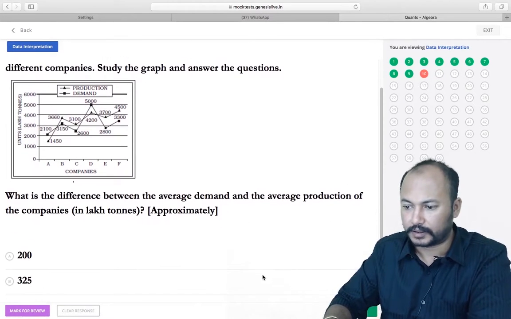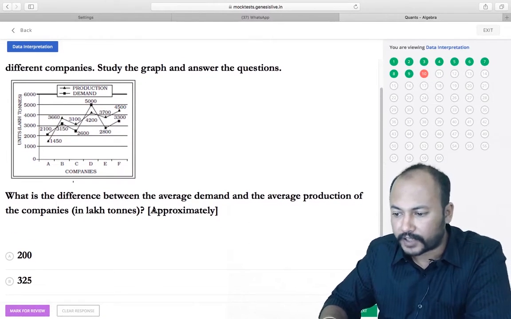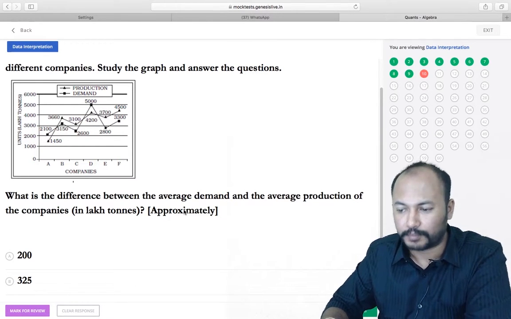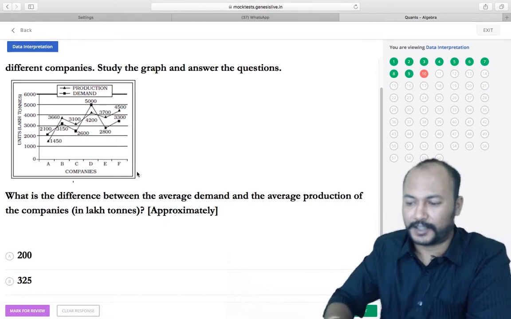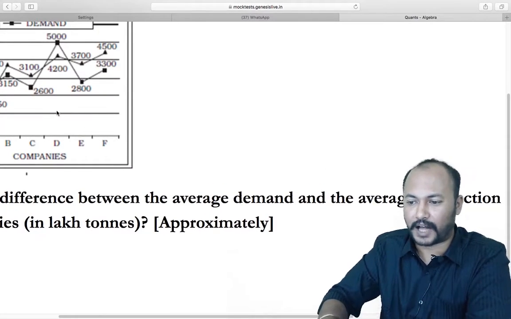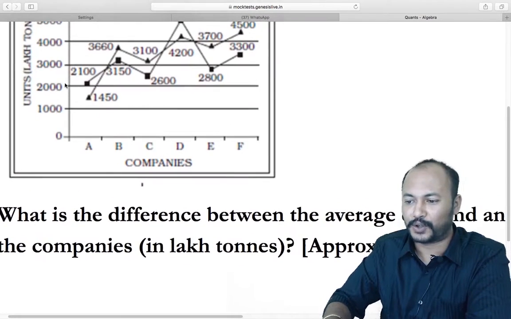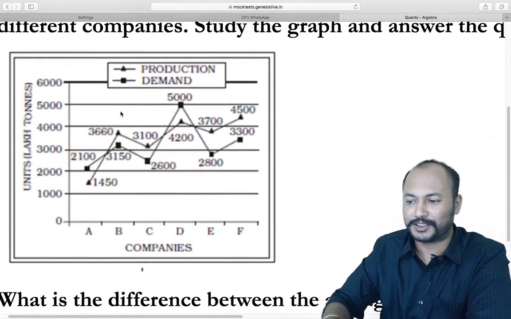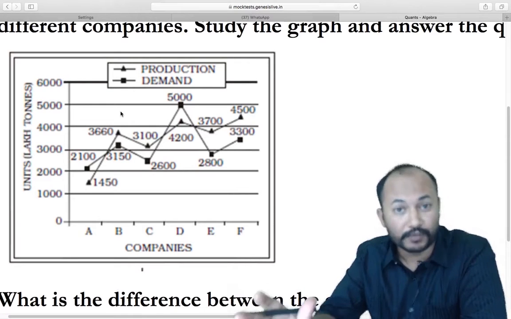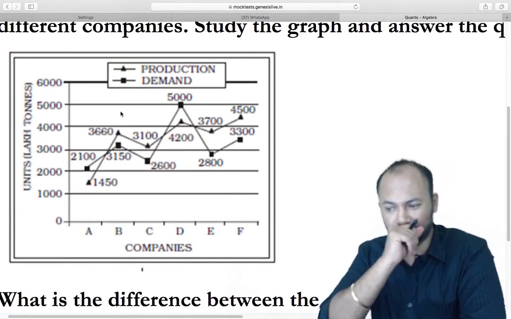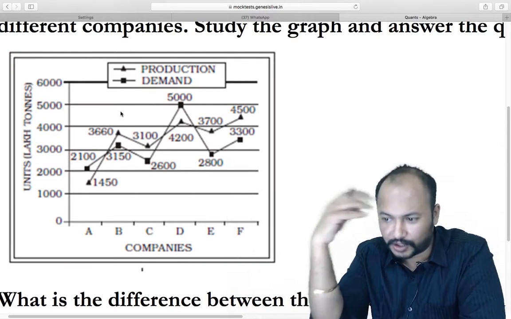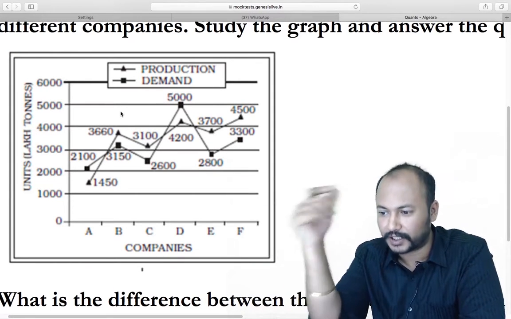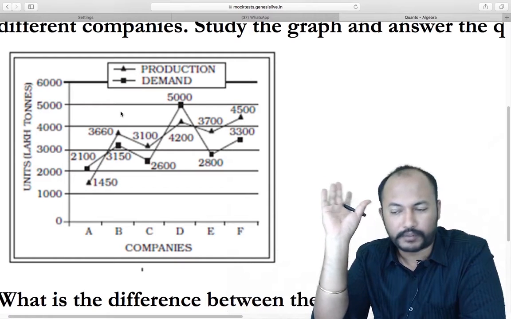The data is the same. Question is, what's the difference between average demand and average production of the companies? Too many calculations, right? Finding the average demand first, and then average production, and then finding the difference of that. Why? To find the average, you have to add all these terms, and there are 6 terms in each of the cases. It's big, so we'll not follow that method.